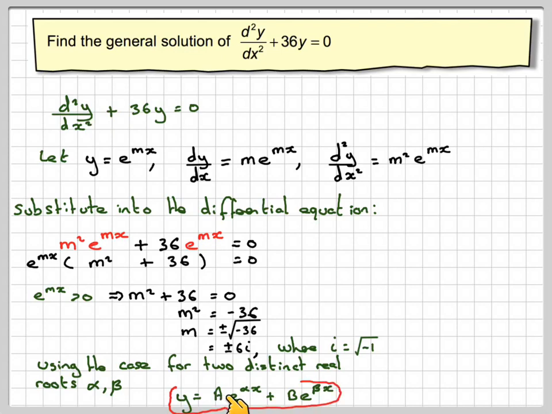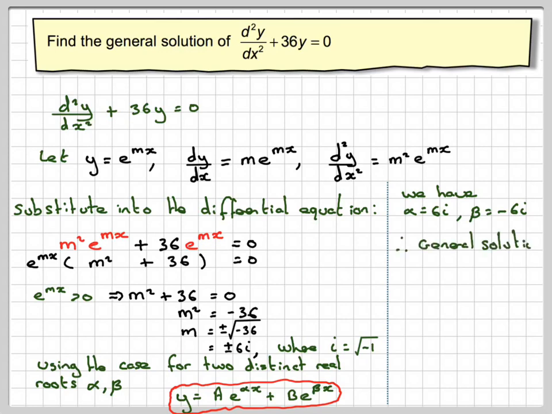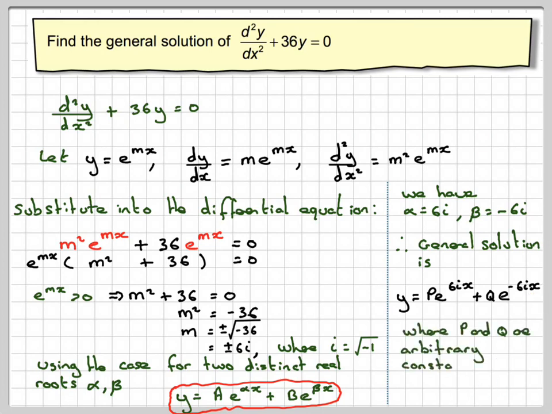And we're going to use y is equal to a e to the alpha x plus b e to the beta x. We're going to have that alpha is 6i and beta is minus 6i. Then the general solution is y is equal to p e to the 6ix. We just need some constant, we're just going to use p, plus q e to the minus 6ix, where p and q are arbitrary constants.